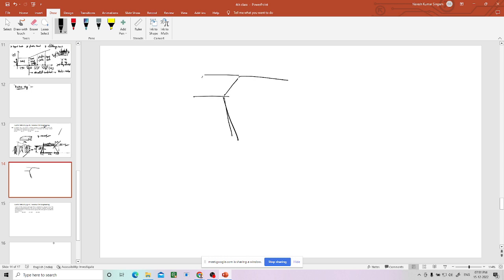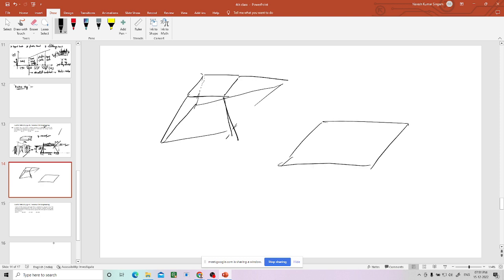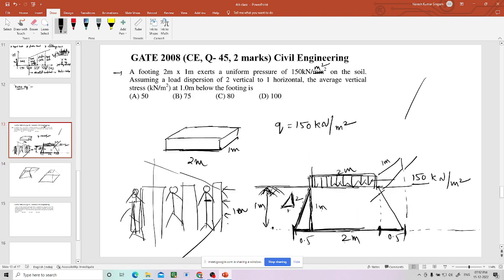So if there is a footing like this, it is dispersing in this way. You are getting the figure, something like that. I can draw nicely again. In every direction it is increasing. Let us say it is in the middle. So that's how. Now the new area is what? New area is 2 plus 0.5 plus 0.5, 1 plus 0.5 plus 0.5.